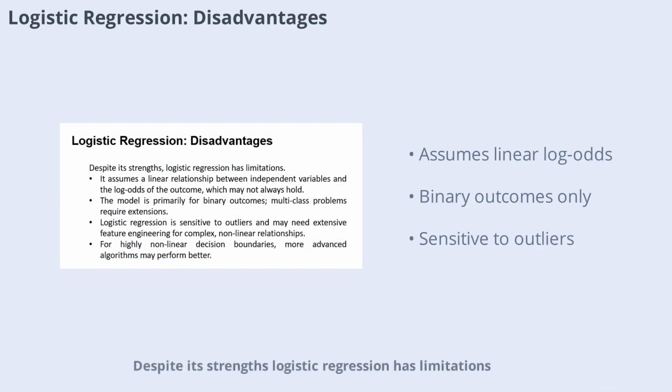Despite its strengths, logistic regression has limitations. It assumes a linear relationship between independent variables and the log odds of the outcome, which may not always hold. The model is primarily for binary outcomes. Multi-class problems require extensions. Logistic regression is sensitive to outliers and may need extensive feature engineering for complex nonlinear relationships. For highly nonlinear decision boundaries, more advanced algorithms may perform better.